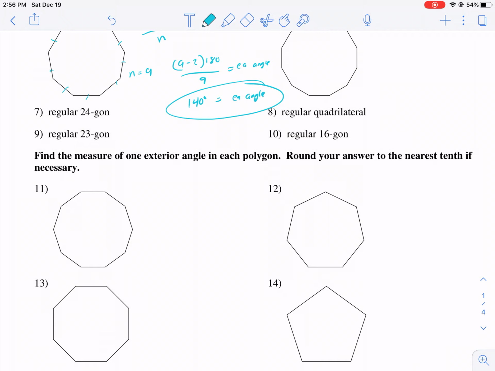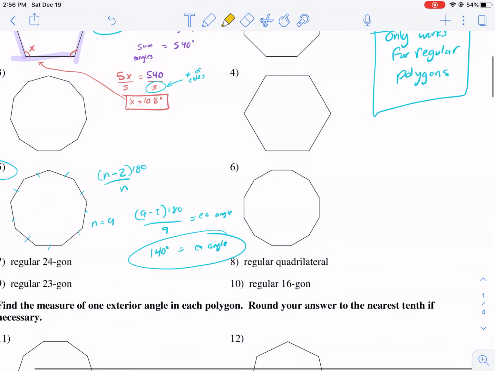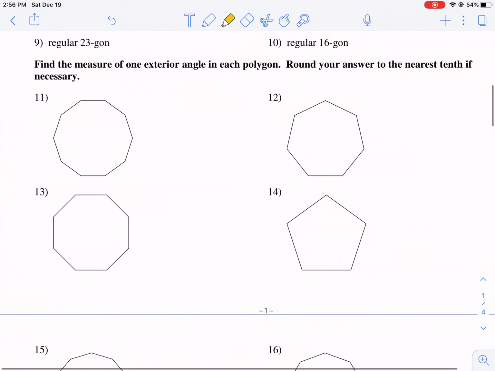All right, now we're going to move on to exterior angles, because all these problems use the exact same formula. Use these formulas. They're all regular shapes.